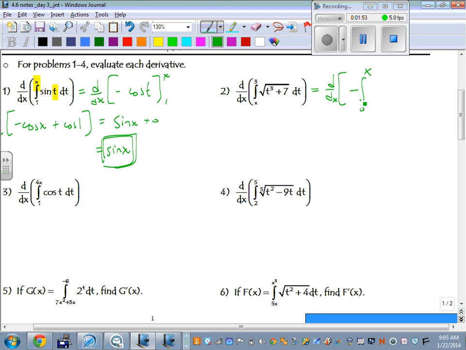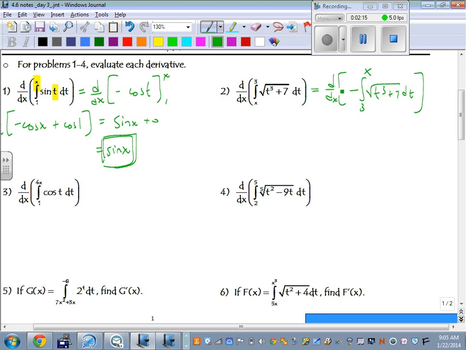So we're doing the definite integral from 3 to x, but it's going to be a negative out in front of there. And then we have the square root of t cubed plus 7 dt. So now we have a constant to x. So it fits that format, fits that theorem. We can evaluate this one using the shortcut.